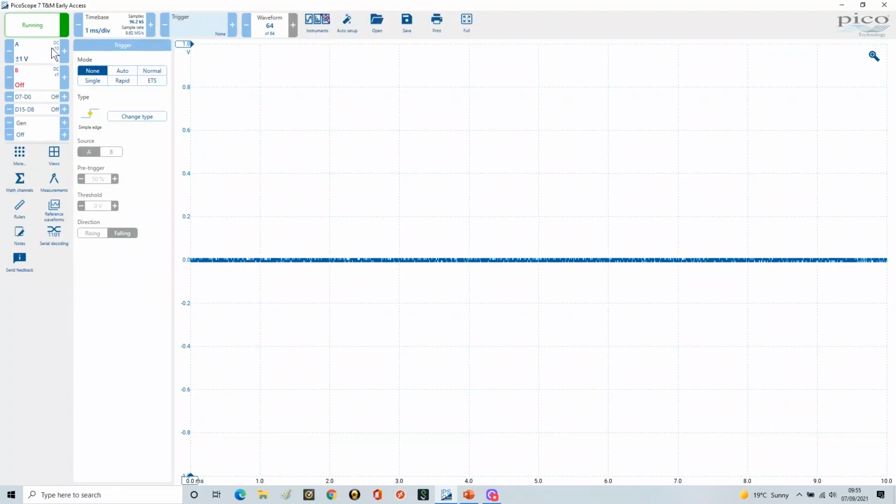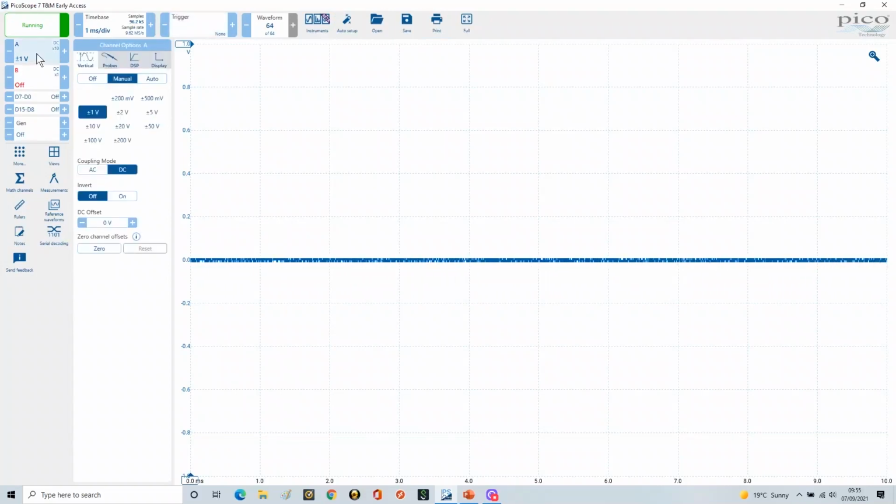If I go to channel A here, my probe is on times 10, I think. And yes, it is. So I know the signal I'm getting from my signal generator is 1 volt peak to peak. So I've set my scope for plus or minus 1 volt, so I know it's captured, and this is running around 0 volts. There are no offsets here. It's DC coupled, which is fine, and I've got it in manual mode, which is great.